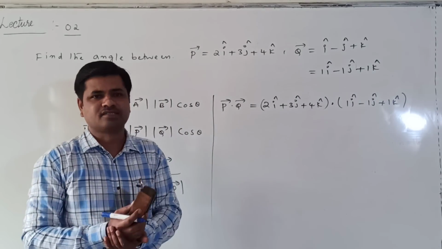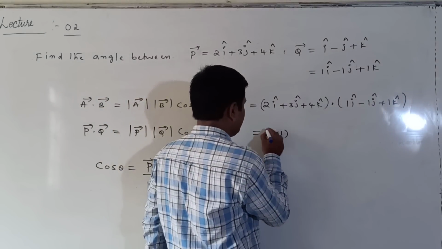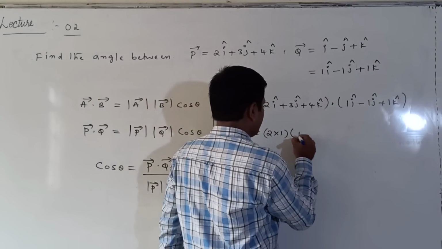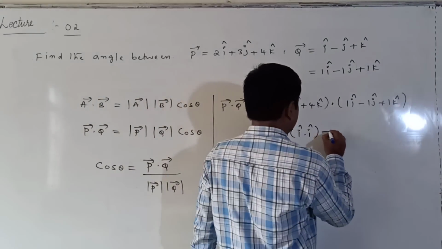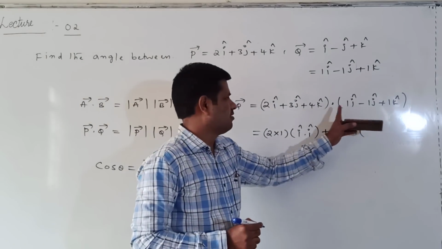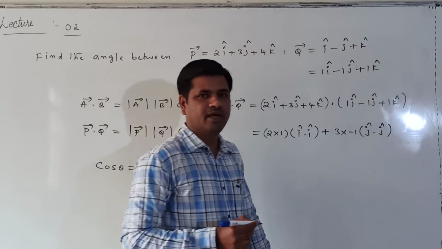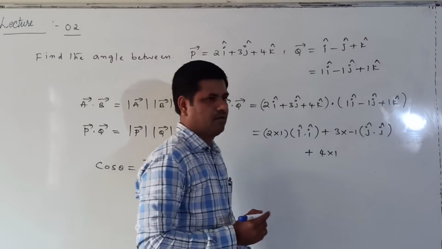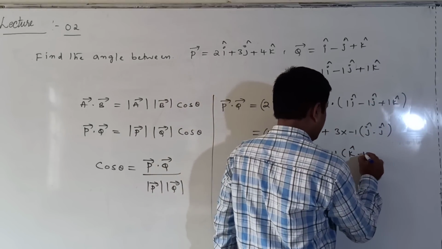In the previous class we discussed that. Now directly we are making this 2 into 1, directly multiplying the coefficients, and remaining i cap dot i cap. We can write like this. Plus 3 into minus 1, multiply this one, and j cap dot j cap. Clearly we are getting plus 4 into 1, the coefficients multiplied, and remaining k cap dot k cap.